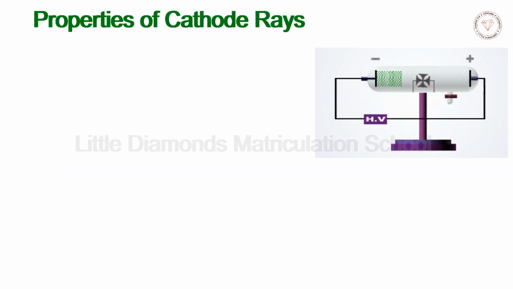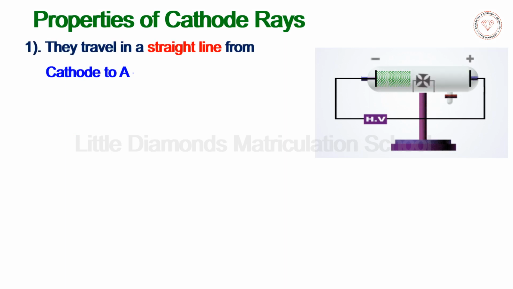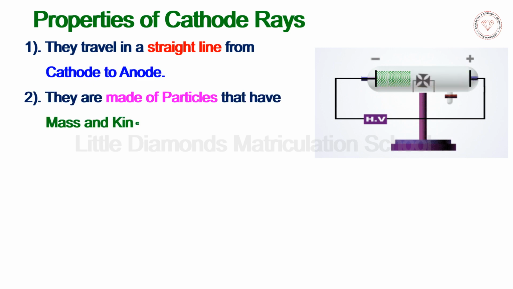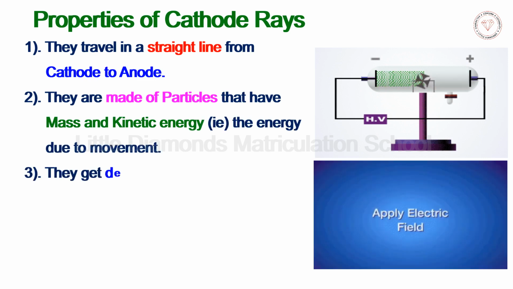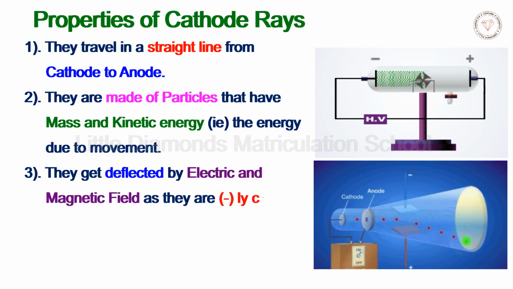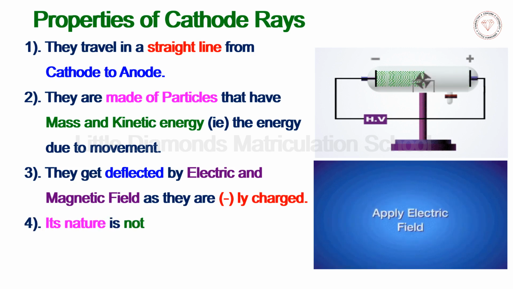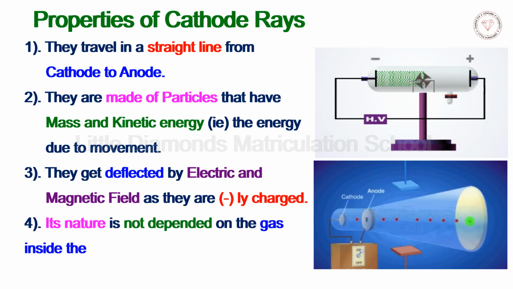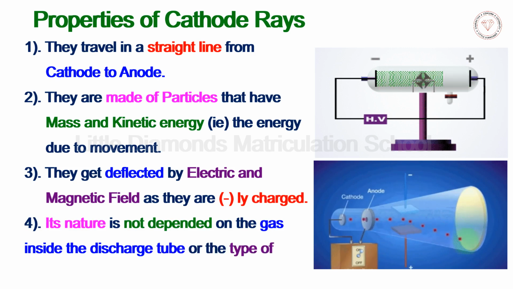Properties of cathode rays. They travel in a straight line from cathode to anode. They are made of particles that have mass and kinetic energy, that is, the energy due to movement. They get deflected by electric and magnetic field as they are negatively charged. Its nature is not dependent on the gas inside the discharge tube or the type of cathode used. These negatively charged particles were discovered to be the electrons in the atom.